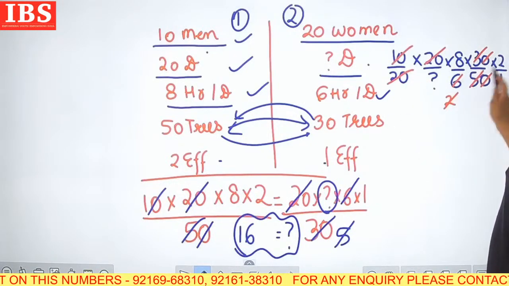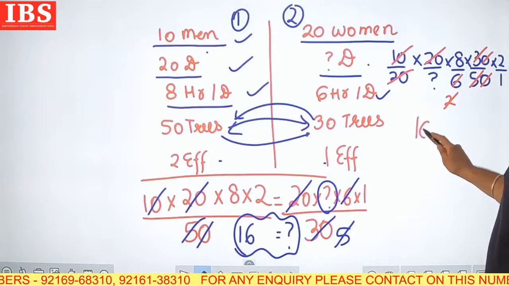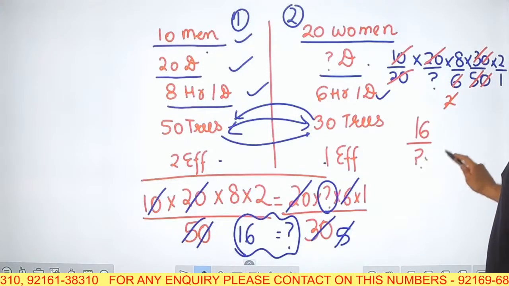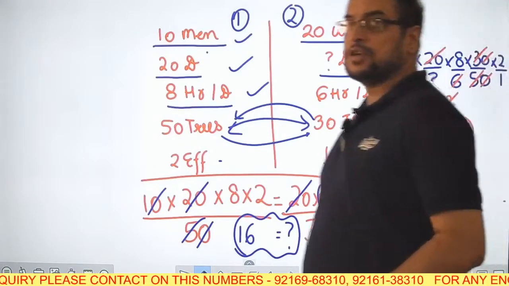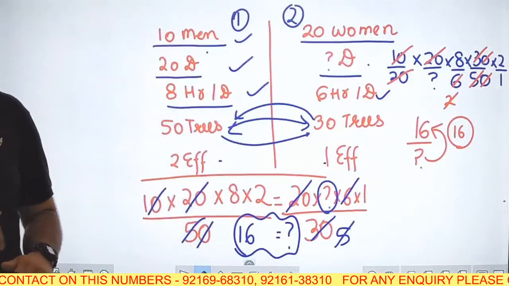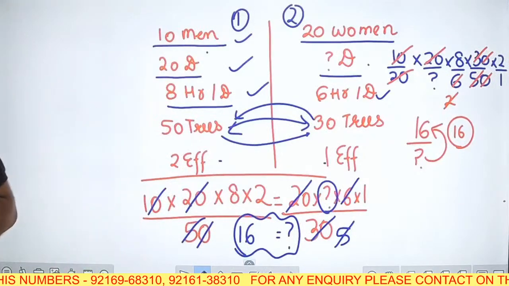So we are left with, ऊपर क्या बचा बच्चों? 16 and नीचे question mark. So question mark will be equal to 16 days is the right answer. Okay. So in this manner we will solve such kind of questions. Okay. So I hope this is clear.